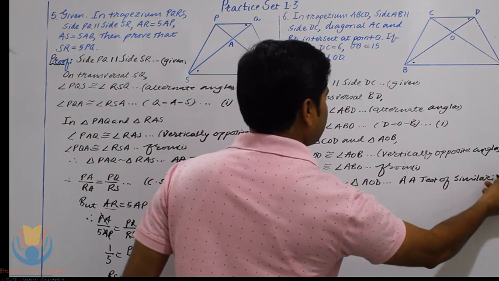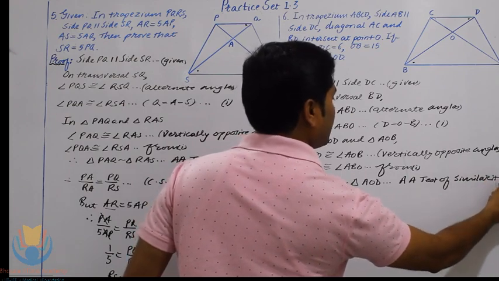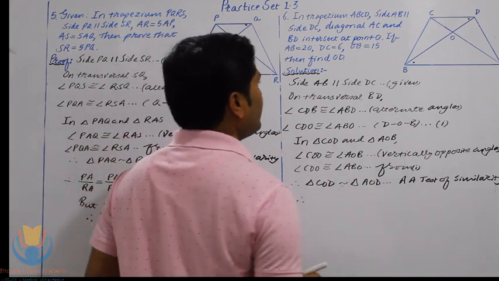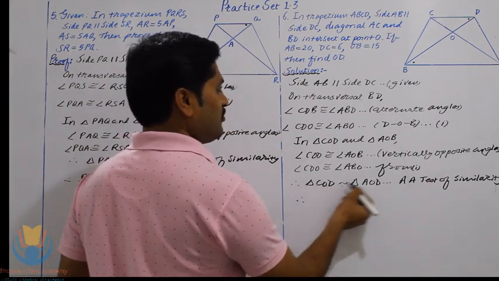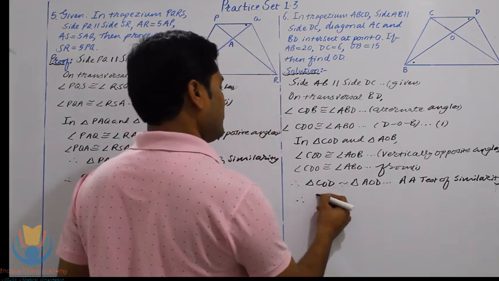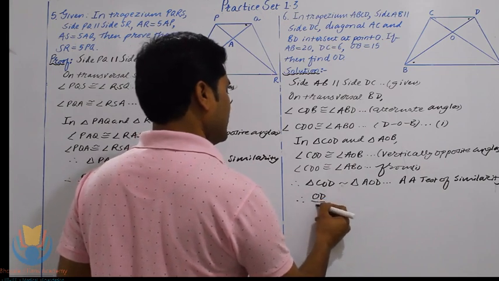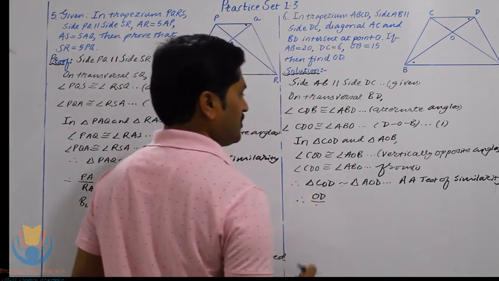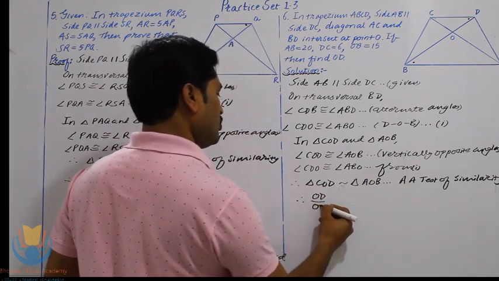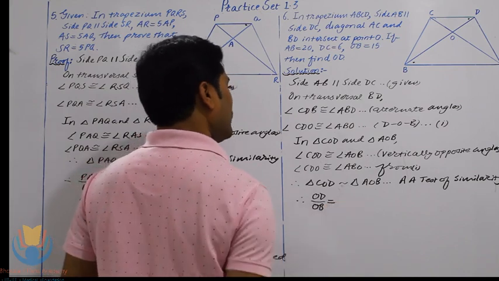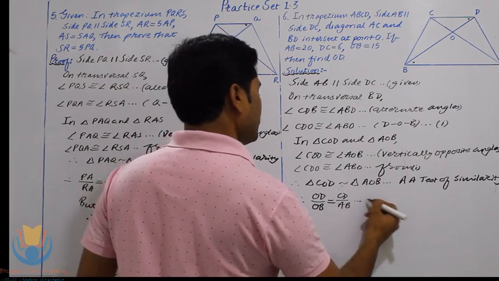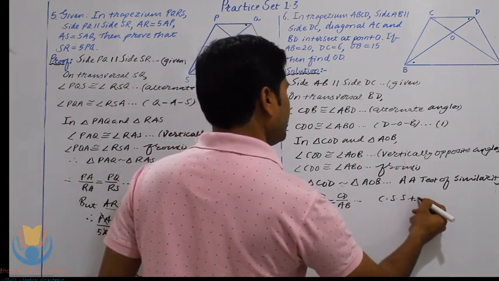Once the triangles are similar, their corresponding sides are in proportion. Therefore, we will take the ratio of this CO by AO. But CO and AO both are not given. So let's take another pair. So this OD upon that, sorry, so it is AOB. So it is going to be OD by OB, and that is equal to CD upon this AB. So we will write the same reason, corresponding sides of similar triangles.